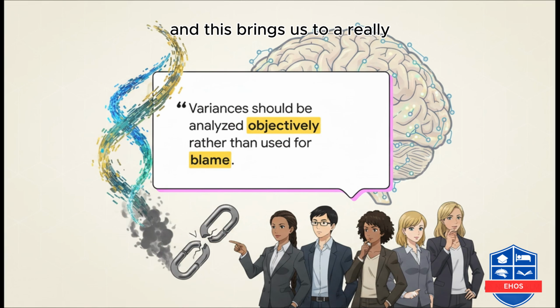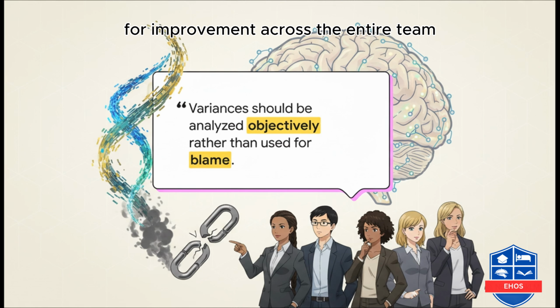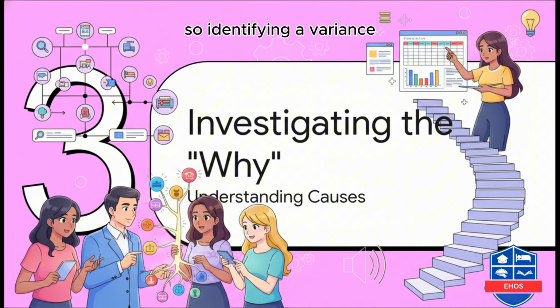And this brings us to a really, really crucial philosophy here. This whole process is not about finding someone to blame when things go wrong. It's a tool for objective learning, for improvement across the entire team. It's about getting better together. So identifying a variance, that's the easy part. A simple spreadsheet can do that for you.